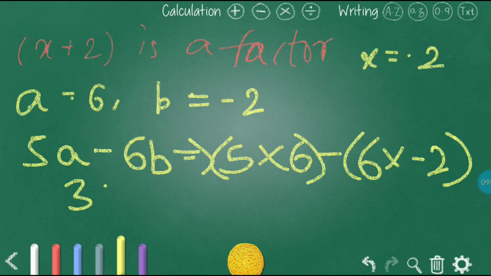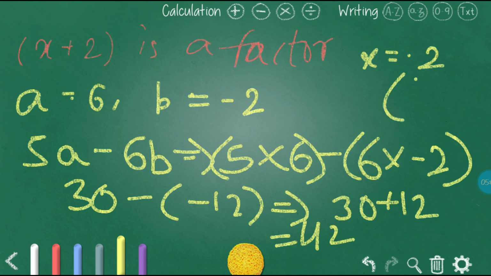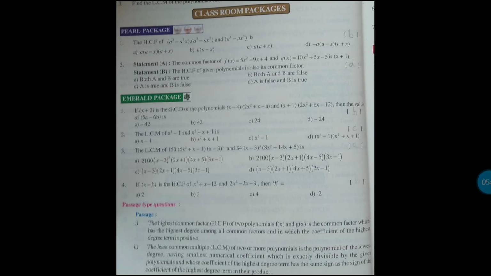Right, so it will become 30 minus of minus 12, then it will become 30 plus 12, that is 42. Okay, answer is 42, option B. So just note it down. Now we'll look at the second question.